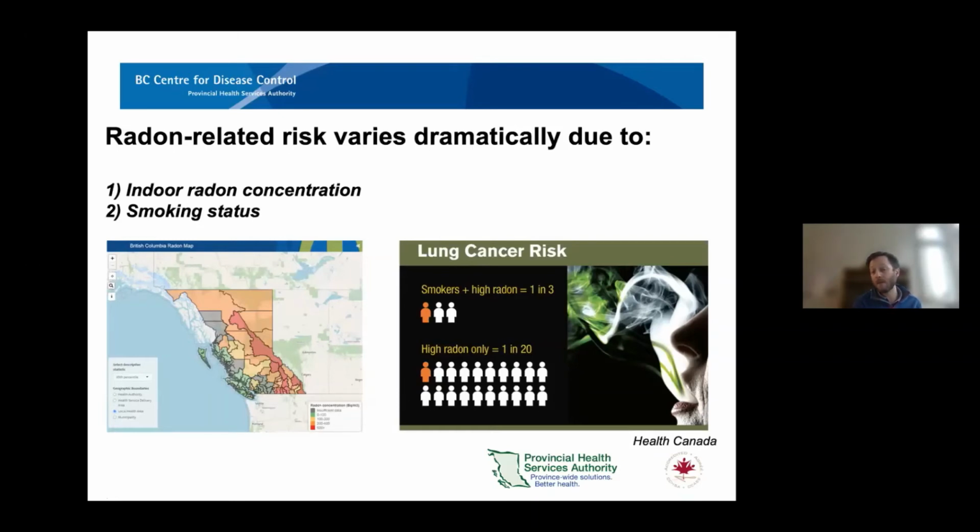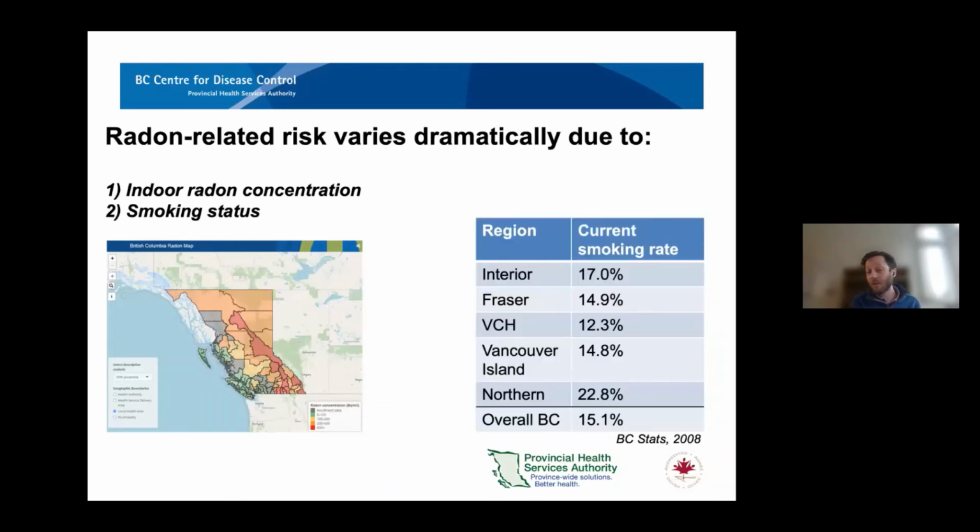As I said in the first portion of my section, radon-related risk varies dramatically due to indoor radon concentration, as we've just looked at, as well as smoking status. This infographic from Health Canada really emphasizes that by showing that for the same level of radon, a smoker has a 1 in 3 risk of lung cancer as opposed to a 1 in 20 risk. So that's a 5 or 6 or 7 times increased effect of radon due to the interaction with smoking. And in British Columbia, in addition to radon changing throughout the province, smoking rates change too. Overall, the smoking incidence in BC is about 15%, but it ranges from 22 to 23% in the north to 12 to 13% in Vancouver Coastal Health.